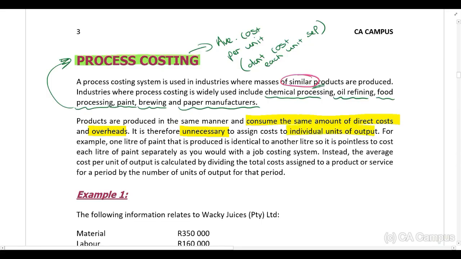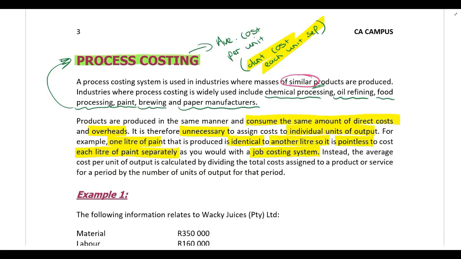For example, if we have a company that makes paint, 1 liter of paint is identical to another liter of paint. So it's completely pointless to try and cost each liter of paint separately as we would do in a job costing system. So job costing costs all of the jobs separately. Process costing, we are not going to cost all of the jobs separately because they are all the same. Each unit is exactly the same as the next. So job costing would be pointless.